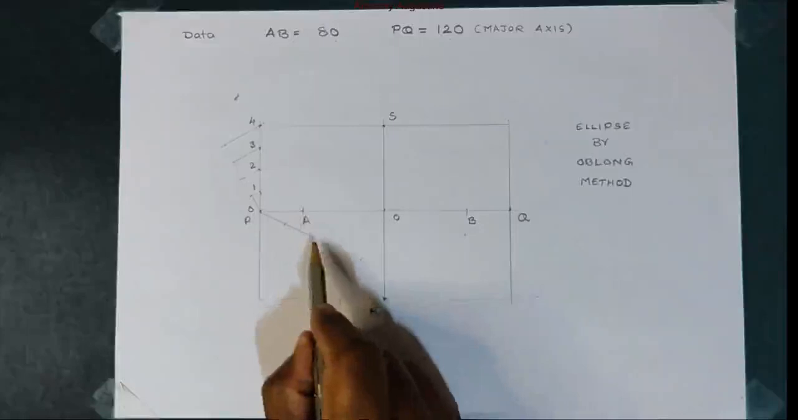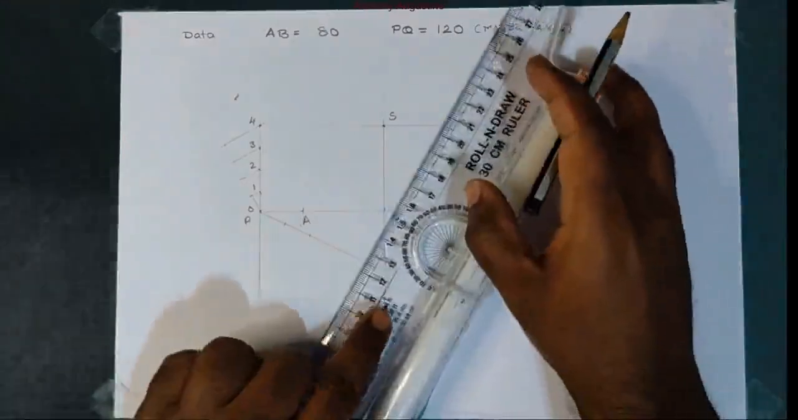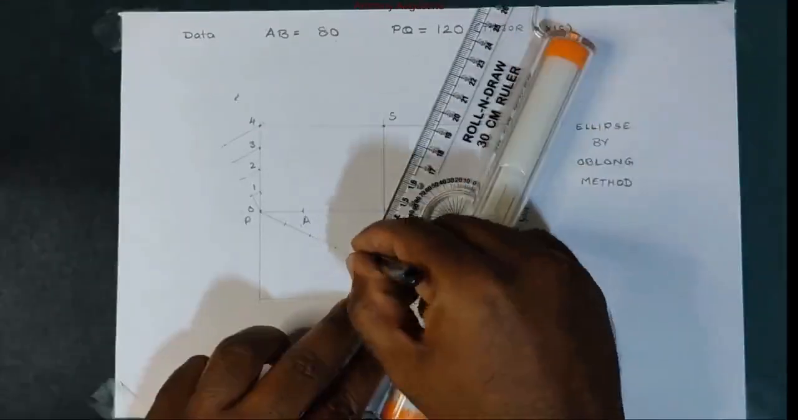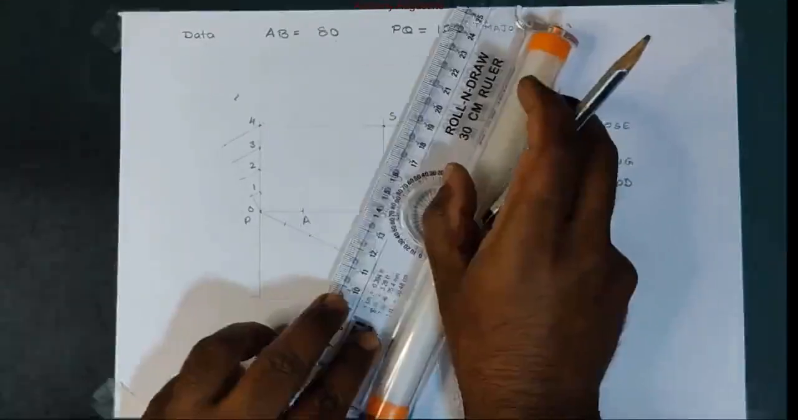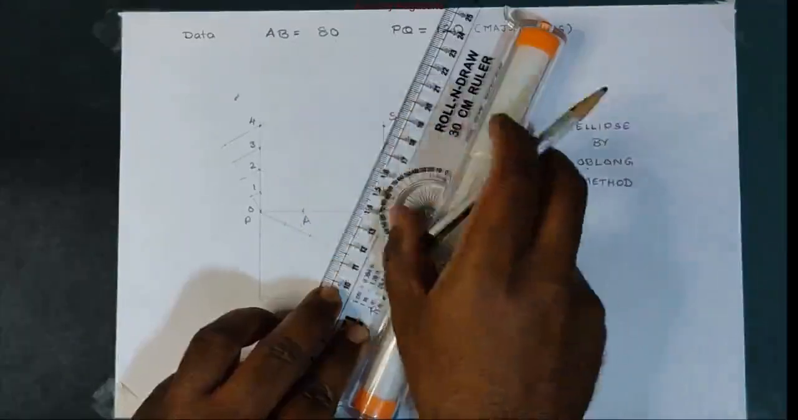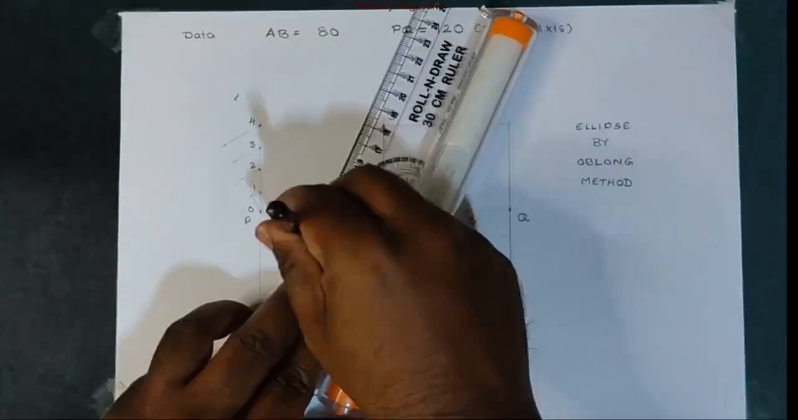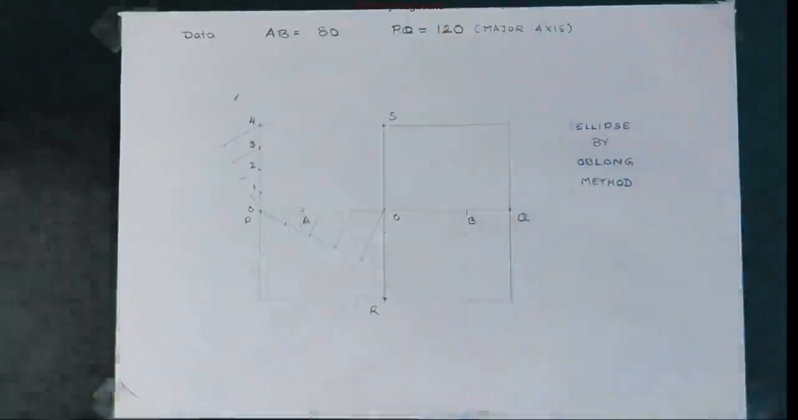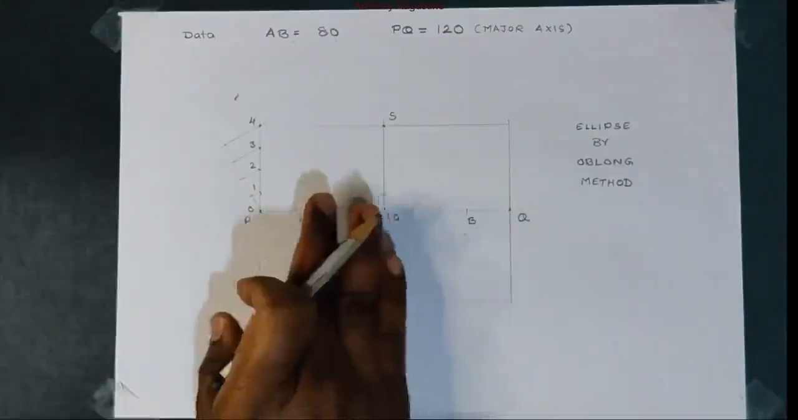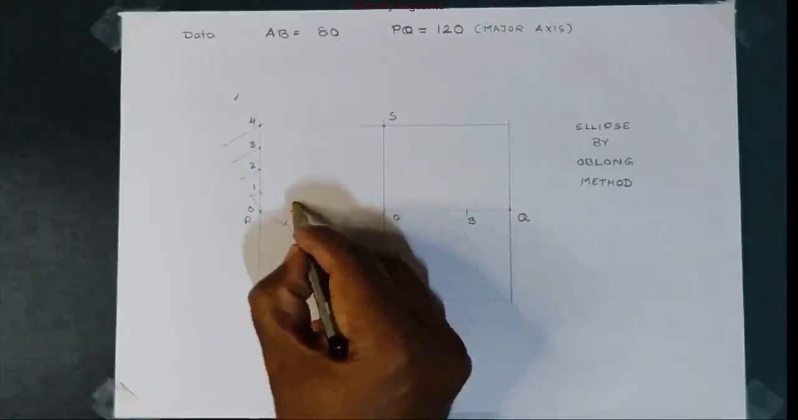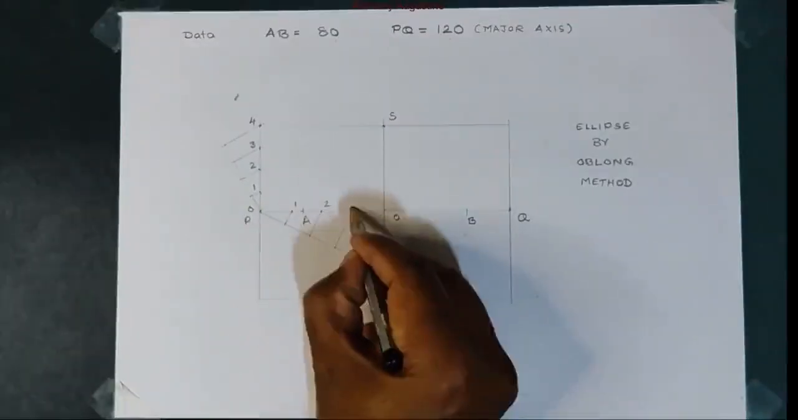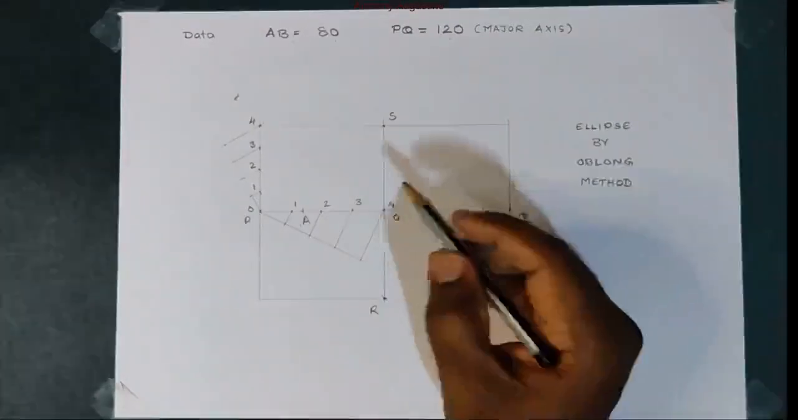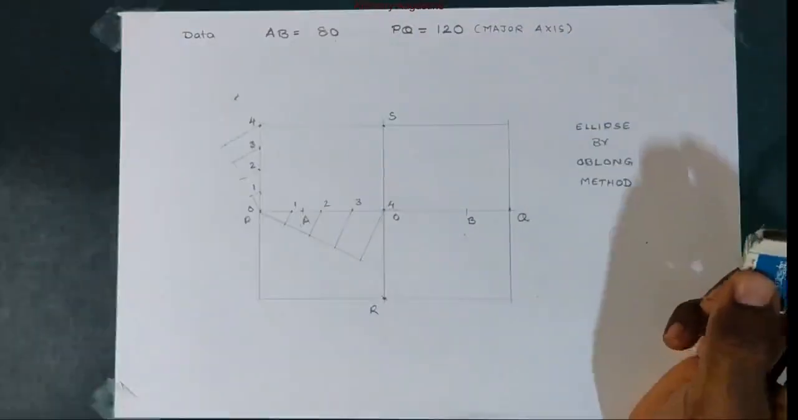Now the other side I have to divide, so I join the end point division with the end point of the small rectangle, and with the help of a roller scale draw parallel lines to the other divisions. So my side is now equally divided. I name the points 1 dash, 2 dash, 3 dash and 4 dash. So both sides of the small rectangle are divided into 4 equal parts.